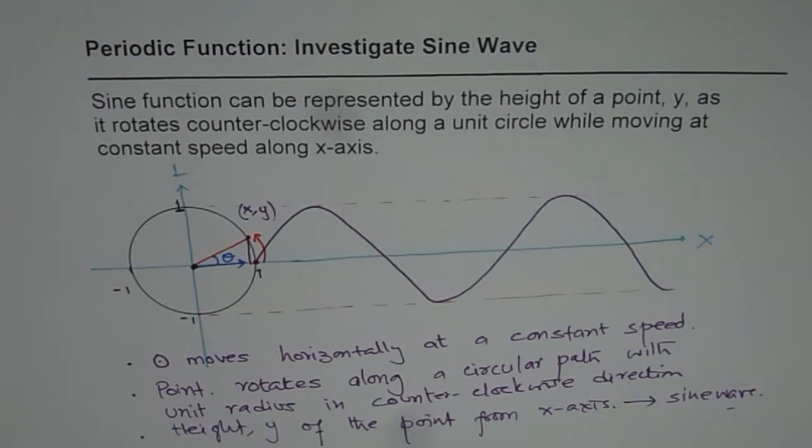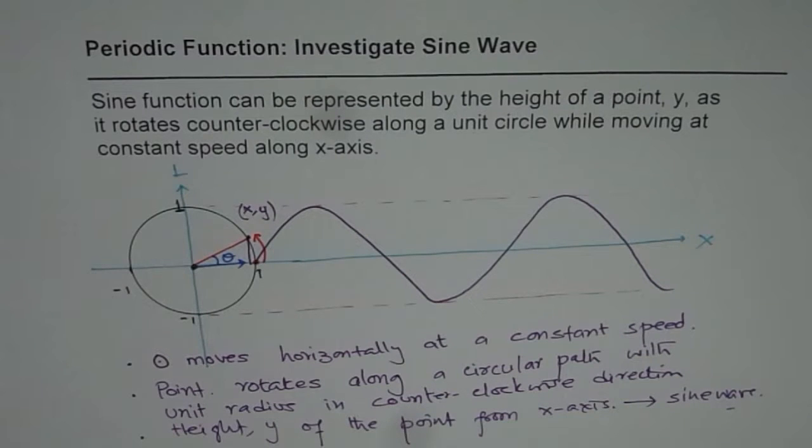Now the question for you is, in this particular situation, what is the independent variable and what is the dependent variable? And when we say that a sine wave is produced, how can we represent it in the form of an equation? So you can now pause and answer these questions.